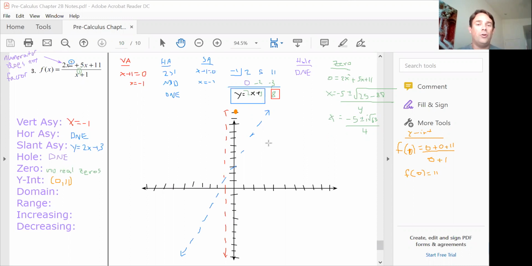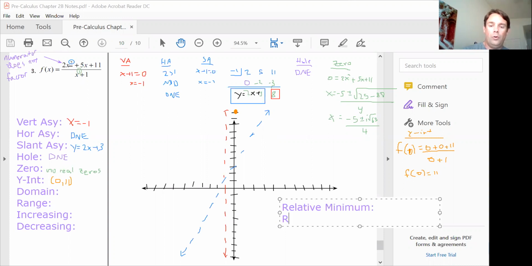I'll tell you what, why don't you guys go ahead and plug it into your graphing calculator, and do me a favor. When you plug it in, here's what I want you to figure out. Where is the relative minimum at? And where is the relative maximum at? We dealt with graphing calculators last chapter. Go for it. Go ahead and hit pause, and then unpause it when you're ready.